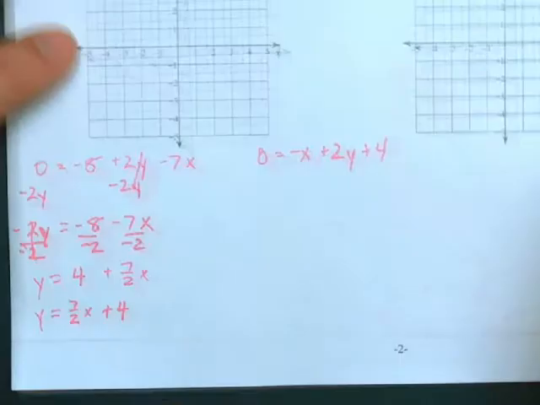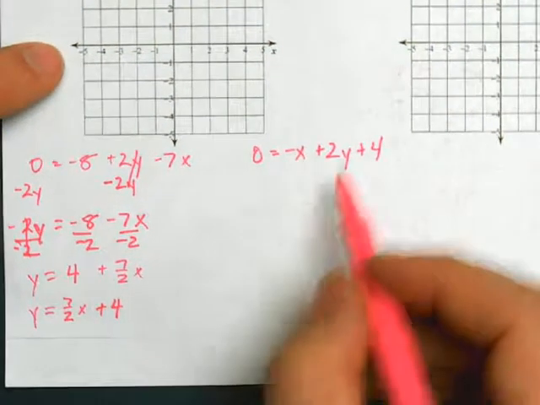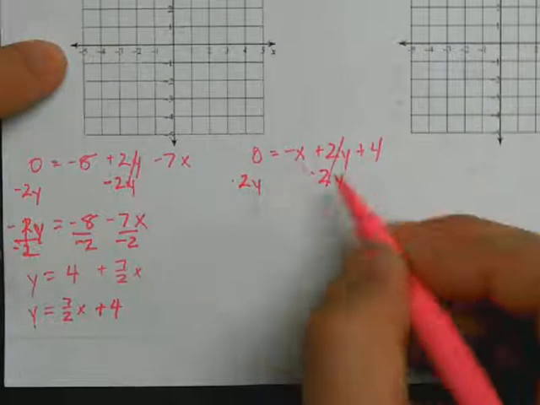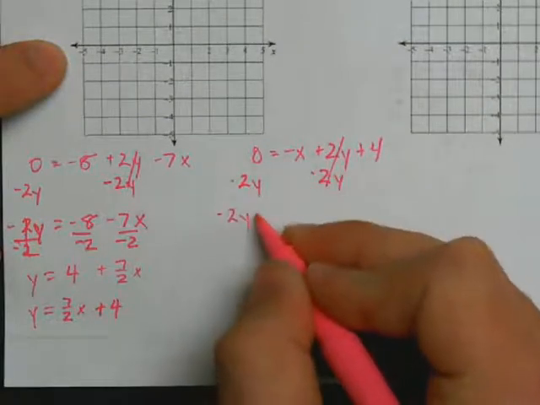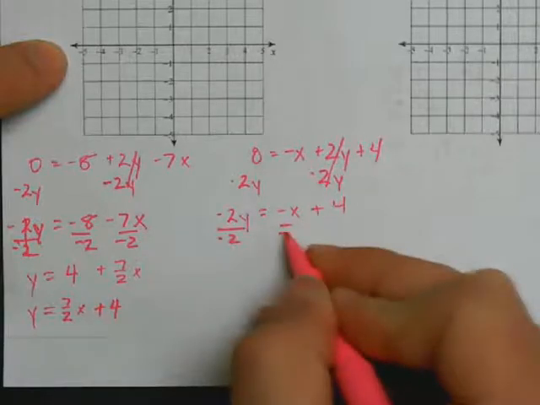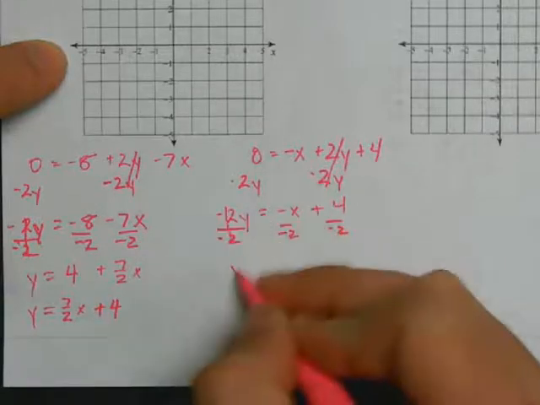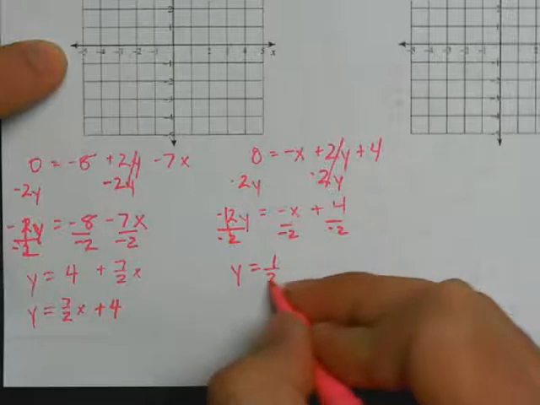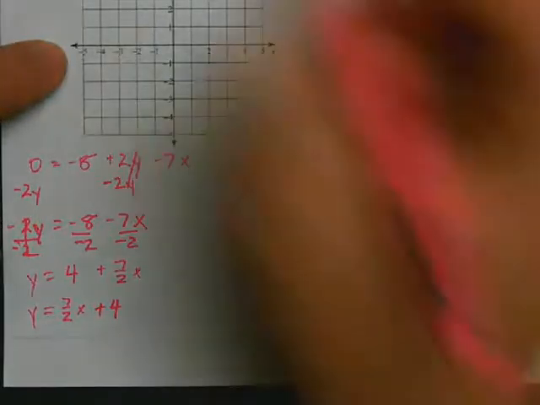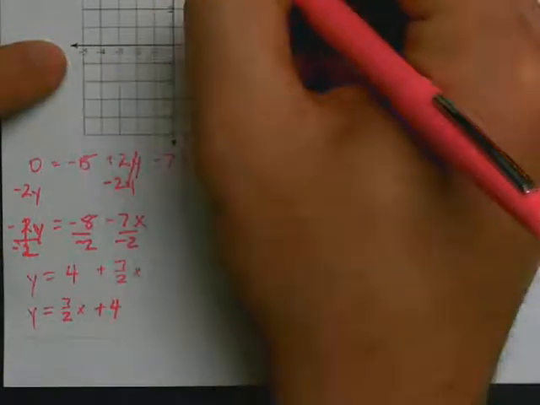Go to the next one. Again, same thing. I'm going to subtract that 2y from both sides. That cancels. And then I'm left with negative 2y equals negative x plus 4. Divide both sides by negative 2. And that would leave me with y equals positive 1/2 x minus 2. So that converts to y equals 1/2 x minus 2.